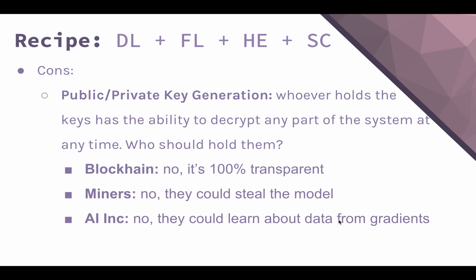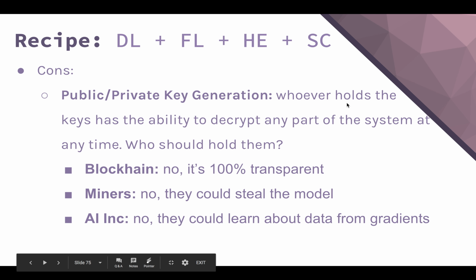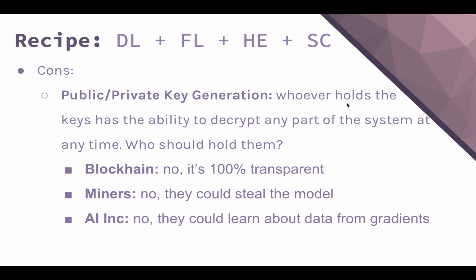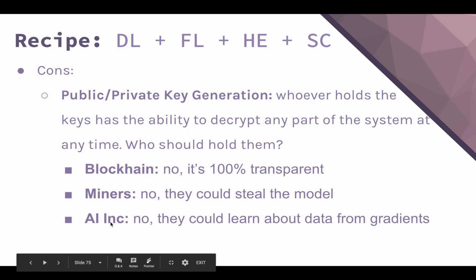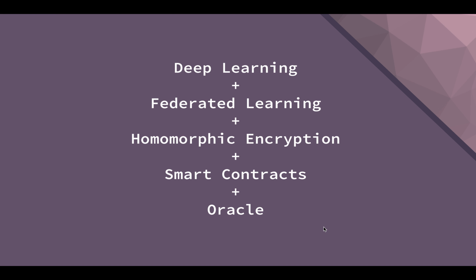Oh no, so we have cons here. So the public-private key generation. Who is going to hold the private key for the homomorphic system? Because anyone that holds that can decrypt the model and the trained data. So the blockchain is not a good place to store this because it's 100% transparent. The miners could steal the model, so that is not a good place. And AI Inc., well, they could learn about data from the gradients. This is basically back to where we are today. So now we're going to introduce a third-party Oracle service.